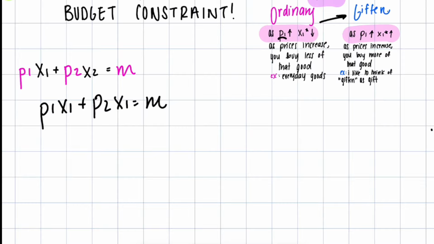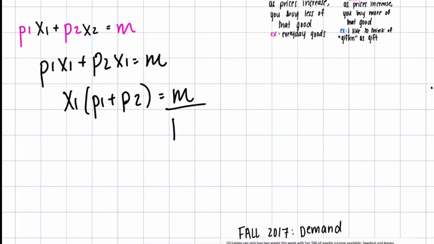Without having prices and income, we're just going to leave them as variables. Since I see they both have x1 in common, I'm going to do x1 times (p1 plus p2) equals m. And then I'm going to divide both of these by p1 plus p2. So we have the x1 demand function equals m over (p1 plus p2). So our demand is just leaving the variables in there.